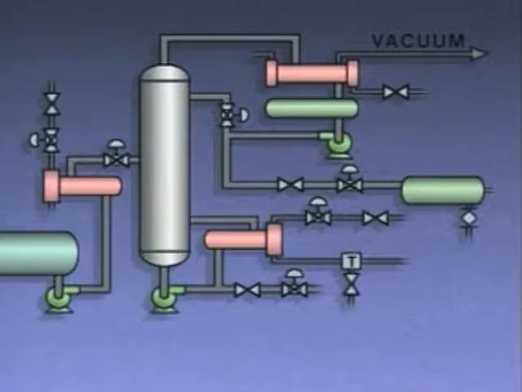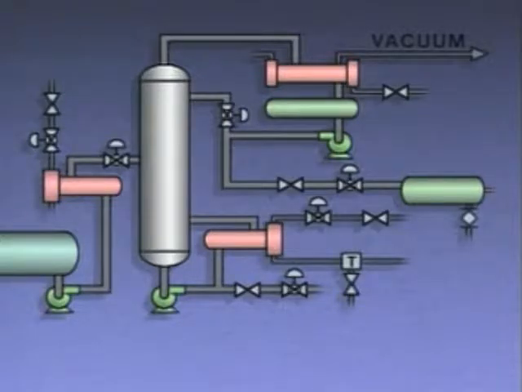Now, if a combustible mixture were being distilled, a precautionary step called purging would have to be performed before allowing the feed mixture to enter the column. Purging involves introducing steam, nitrogen, or carbon dioxide into a column to displace any oxygen that's present and reduce the risk of an explosion.